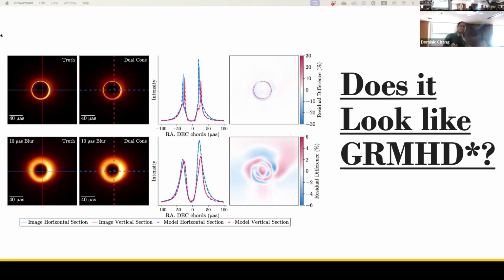But one thing that you see is that once you blur it to 10 microarcseconds, which is actually below nominal EHT resolution, the nominal EHT resolution being about 20 microarcseconds, you get much better agreement, with the residual percentage difference shrinking down to a peak of 6%.